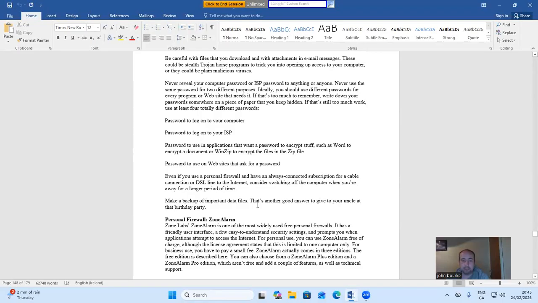Make a backup of important data files. That's another good answer to give to your uncle at that birthday party.